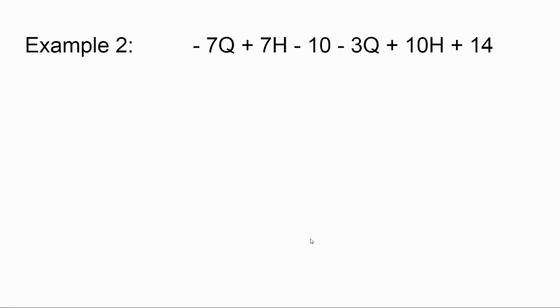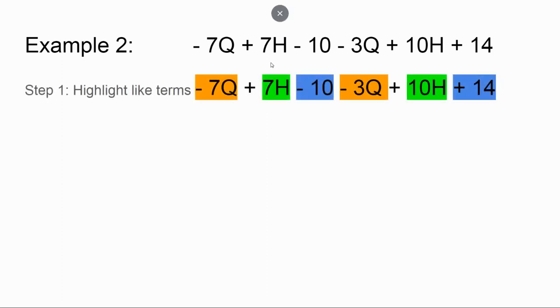Now, this is just a second example that I have here. I have negative 7q plus 7h minus 10 minus 3q plus 10h plus 14. Now, these are not, all the like terms aren't next to each other. What I would do is I would highlight the terms. So I have my q's are highlighted, my h's are highlighted, my numeric terms are highlighted.